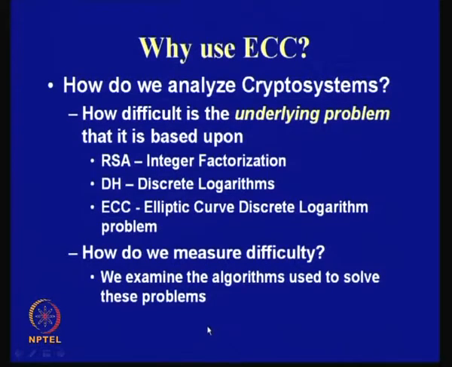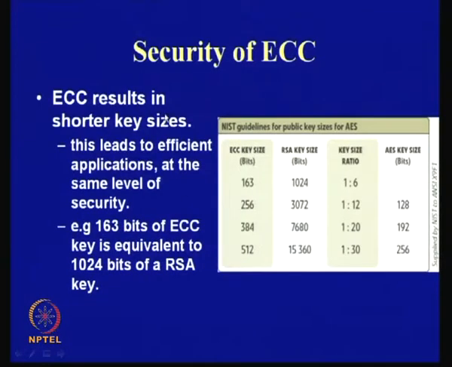So, how do we measure their difficulties? We examine the algorithms which are used to solve these problems. For example, here are some values which show that elliptic curve crypto systems result in shorter key sizes. If you compare, for example, a 1024 bit RSA key size is equivalent to a 163 bit elliptic curve key size. So, here you see that there is a significant shortening of the key size, almost a 1:6 ratio. And as you go down, the ratio actually increases.